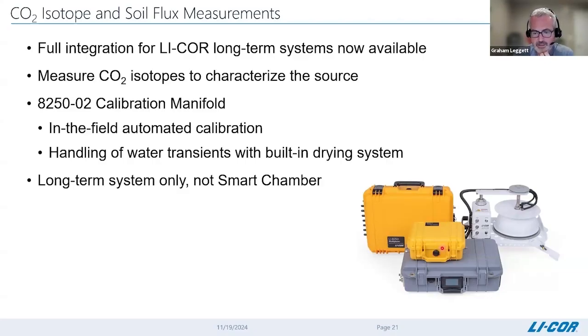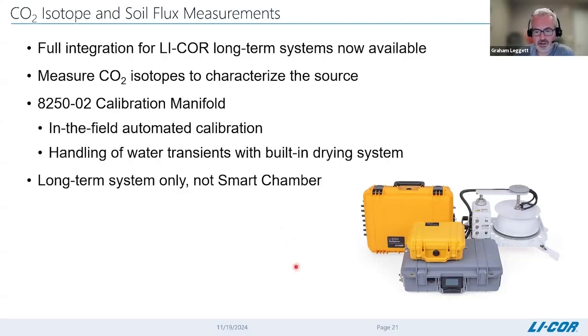The other issue we have to deal with, and this is common across all optical instruments, not just the LI-7825, but all cavity-enhanced systems, for example FTIR and others, is the handling of water transients. The delta 13C measurement is affected by transients in water vapor, the build up of water vapor in the system and the change in concentration over the duration of the measurement. That's accounted for using a dryer buffer system, which removes water to a consistent level during the course of the measurement.